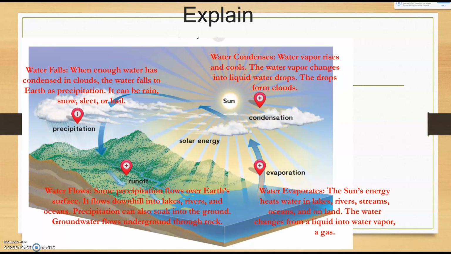Water evaporates. The sun's energy heats water in lakes, rivers, streams, oceans, and on land. The water changes from a liquid into water vapor gas. Water condenses. Water vapor cools, and the vapor changes into liquid water drops. The drops form clouds.